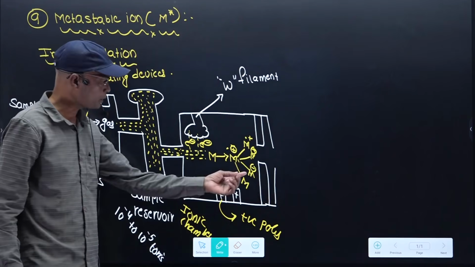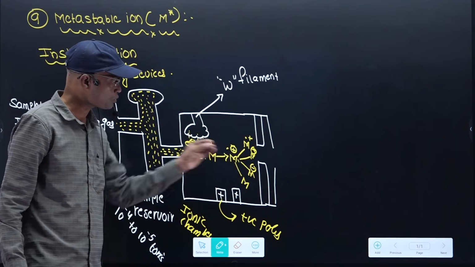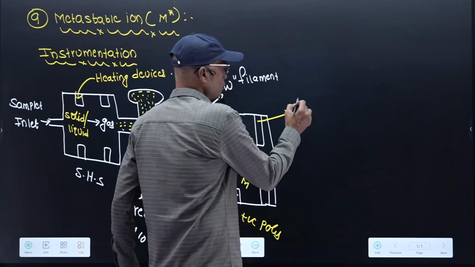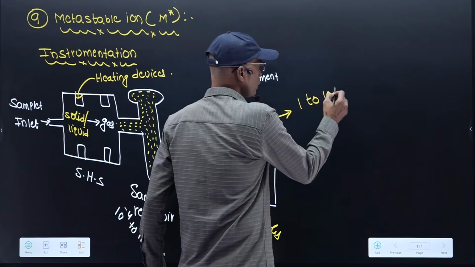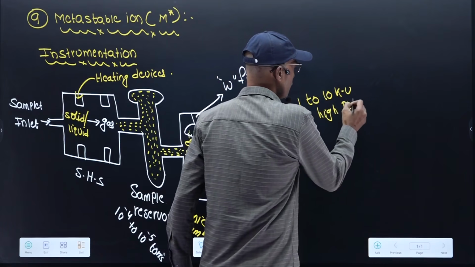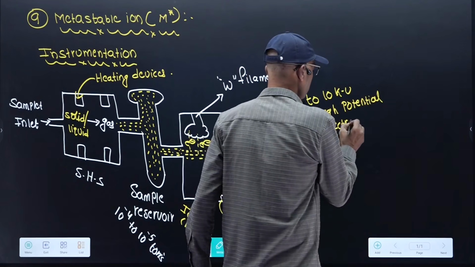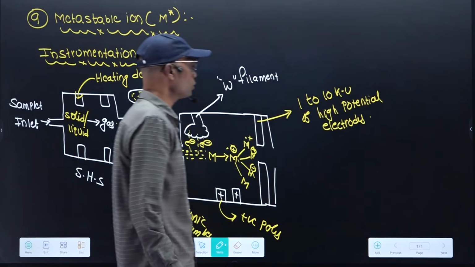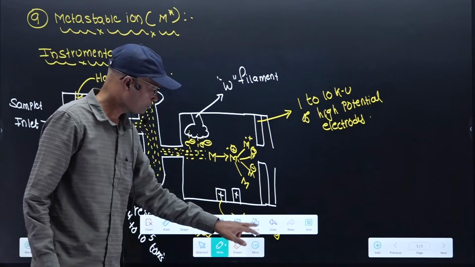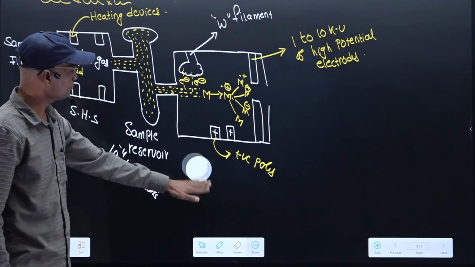Now the positive poles and this positive ion, what happens? Repulsion will take place. This positive pole pushes the positive charge outside of the ionic chamber. So this is 1 to 10 kilovolts of high potential electrodes. Okay, 1 to 10 kilovolts of high electrode potentials. Here the potential energy is very high. So after pushing the sample ions out from the ionic chamber, remember this name.